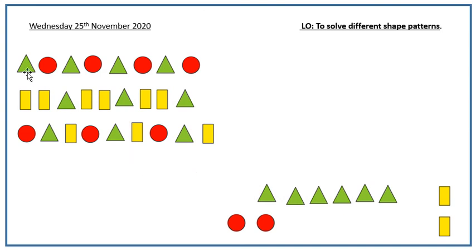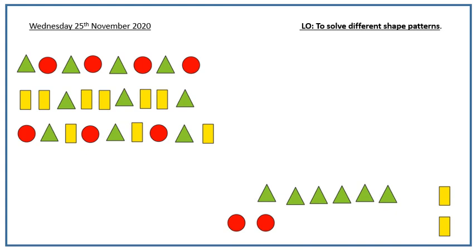So look at all these patterns I've created using shapes. Let's look at the first one again. Triangle, circle, triangle, circle, triangle, circle, triangle, circle. Let's look at the second one again. Rectangle, rectangle, triangle. Rectangle, rectangle, triangle. Rectangle, rectangle, triangle. And let's have a look at the third one. Circle, triangle, rectangle, circle, triangle, rectangle, circle, triangle, rectangle. So that's how we make different shape patterns.